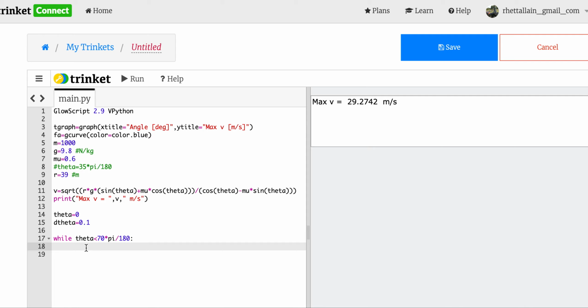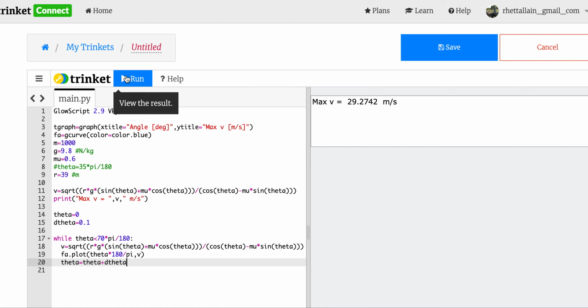So the first thing I'm going to do is calculate the velocity. I've already done that. Just need to do it up here. There. Now I need to update. Well, now I can plot. Okay. So I'll say FA dot plot. The x coordinate is going to be theta times 180 divided by pi, because I want it in radians, I mean degrees, and then V. And then I'm going to update theta. And the d theta is for delta theta.